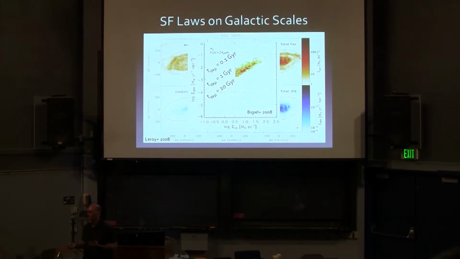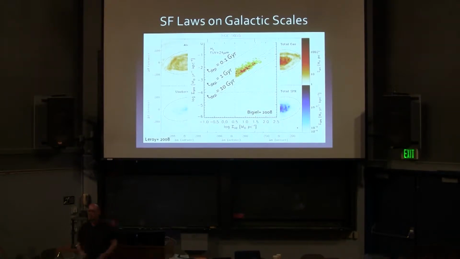Again, what's been done here is you take this map, and for every pixel, you read off its column density of star formation and its column density of molecular gas, and you put a point in that bin. What you see is a very strong linear correlation between star formation rate and molecular gas surface density. This is a mass per unit time per unit area, and this is a mass per unit area.